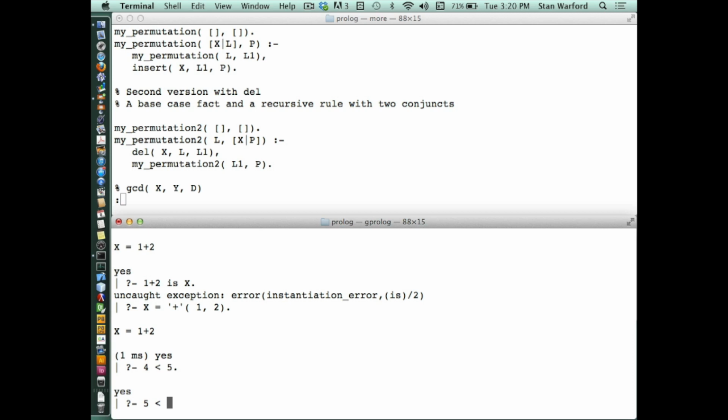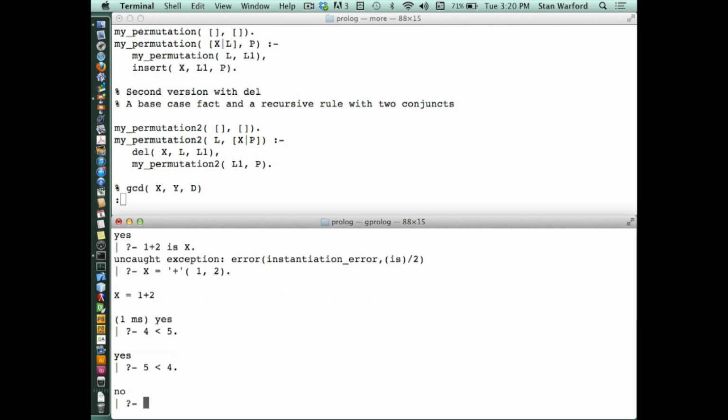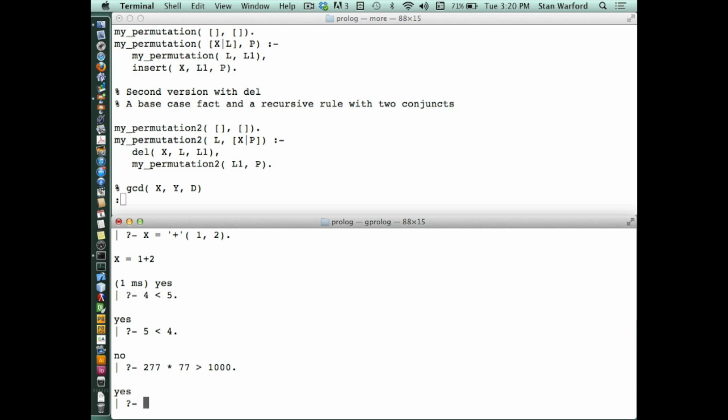All right? And then how about 5 is less than 4? Obviously, what's this going to be? Correct. And what about this? 277 times 77 is greater than 1,000. Is 277 times 77 greater than 1,000? Okay, that's a good deal.